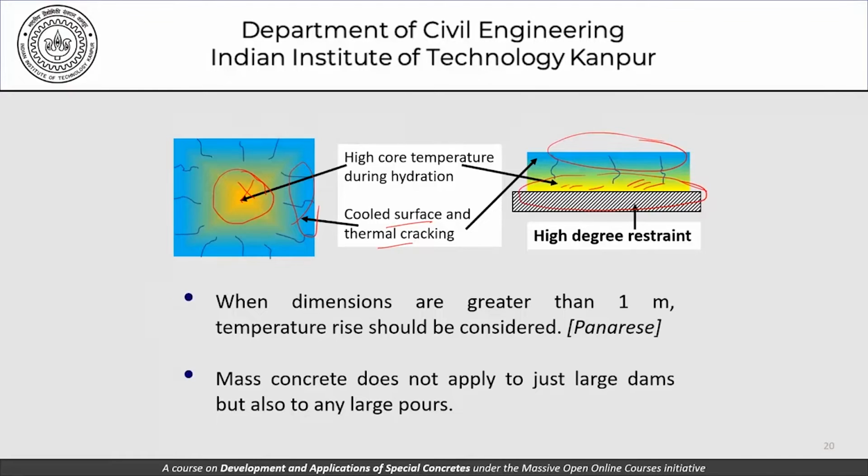This picture here shows the heat is still very much there. Here we have cooled concrete. So again, there is a situation of thermal gradients having developed. What literature suggests is that when dimensions are greater than 1 meter, temperature rise should be considered. Calculations need to be carried out to ensure that the thermal stresses will be under control and there will be no cracking on account of these thermal stresses. Mass concrete does not apply to just dams, but also any large pour. We saw that in the previous slide.